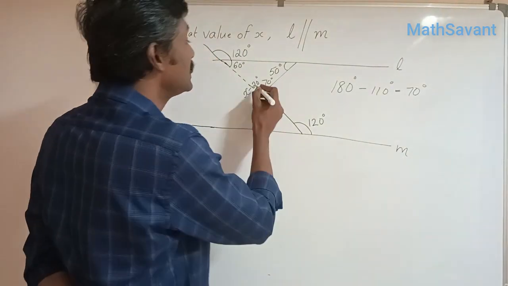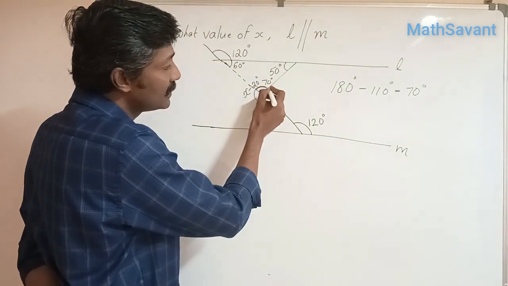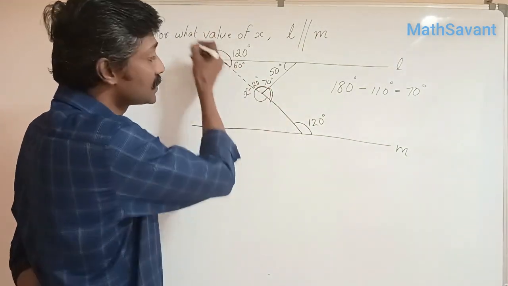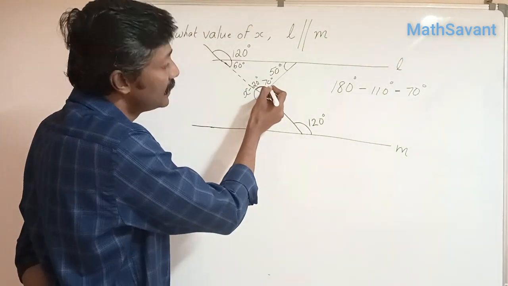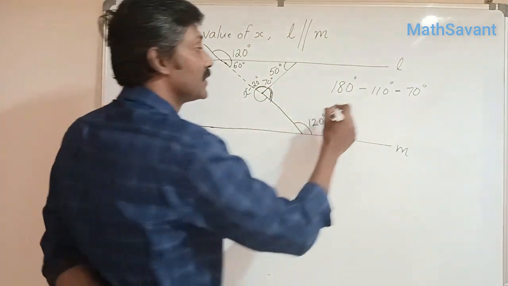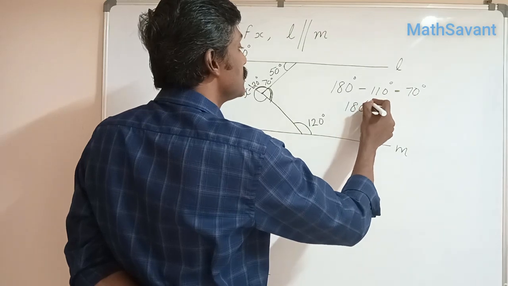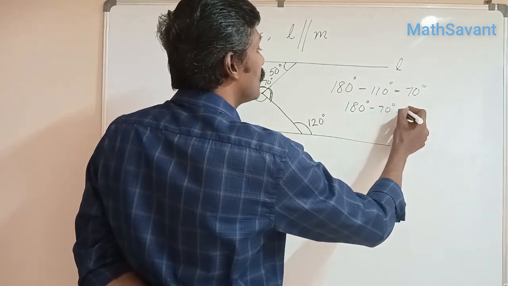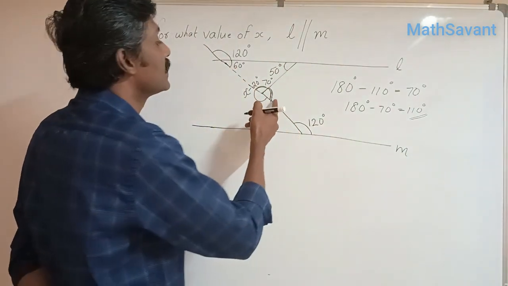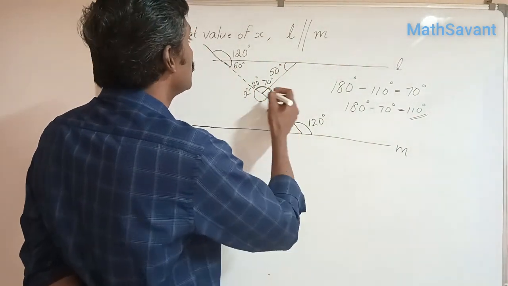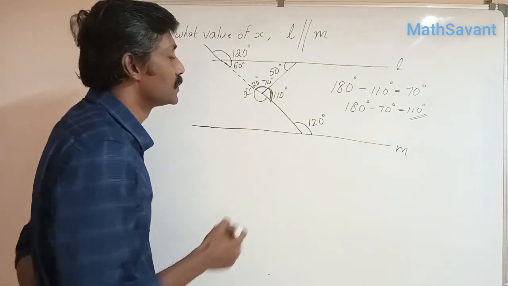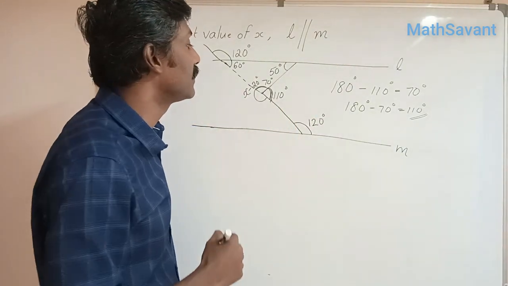Now, if this is 70, then what will be this remaining angle? This is a straight line, correct? So if this is 70, the remaining angle has to be 180 minus 70, right? So 180 minus 70, that will be 110 degree. Okay, so this angle is 110 degree. Okay, fine. So I got this angle as 110 degree.